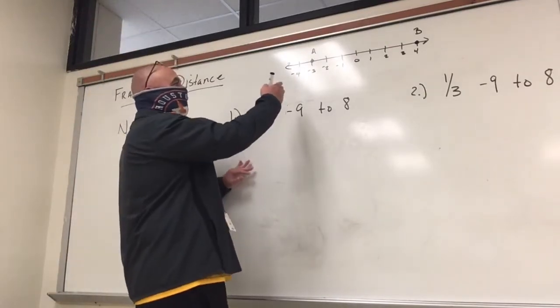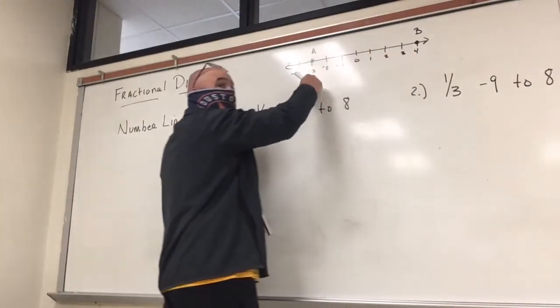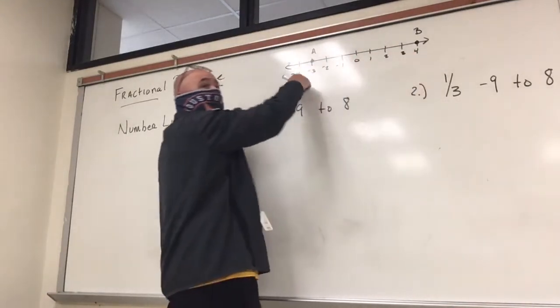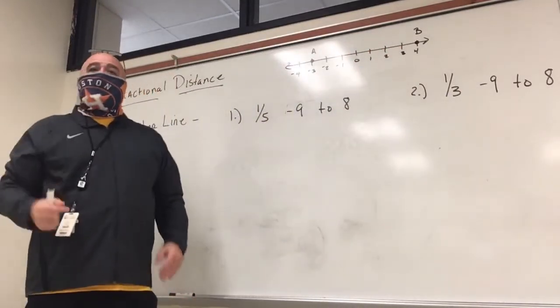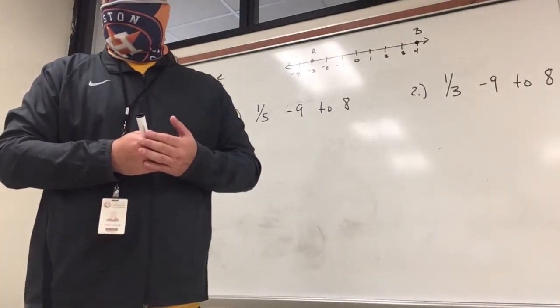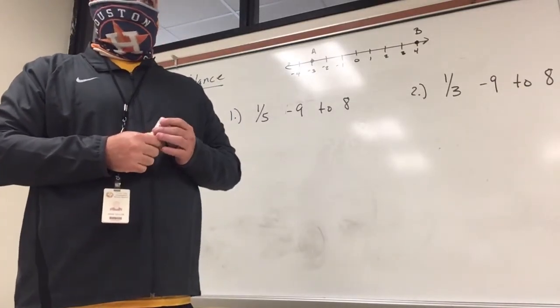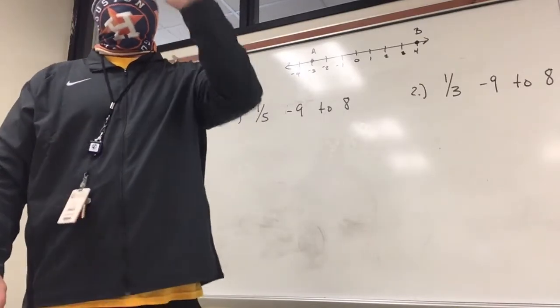So if I say fractional distance from A to B, your start point's A. If I say B to A, your start point's B. Does everybody understand that? In fractional distance, again, it is not always positive. Sometimes it might be negative, but we are talking about a certain point.